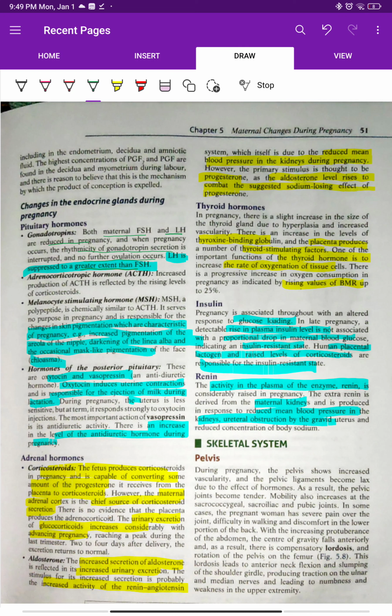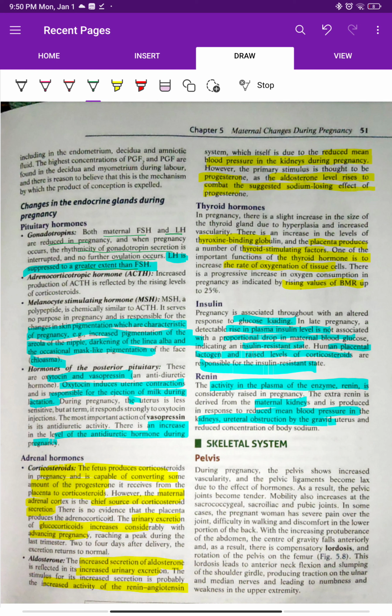We have FSH, LH, but these are in very low amounts. But FSH is predominantly suppressed, in a greater amount than LH. And adrenocorticotrophic hormone, like corticosteroid, is predominantly produced in the placenta, and in this process it is getting converted into progesterone. And melanocyte stimulating hormone is responsible for some skin pigmentation in the body, like areolar pigmentation, darkening of the linea alba, and mask-like pigmentation of the face.